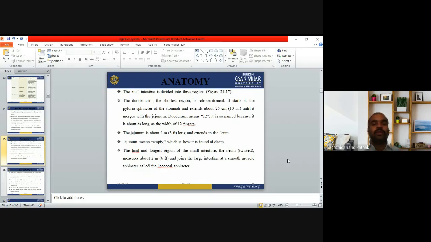The jejunum is about 1 meter, 3 feet long, and extends to the ileum. Jejunum means empty, which is how it is found at death. The final and longest region of the small intestine is the ileum, which is twisted in form. It measures about 2 meters, 6 feet, and joins the large intestine at a smooth muscle sphincter called the ileocecal sphincter. The ileocecal sphincter is the area where the large intestine and small intestine are connected.